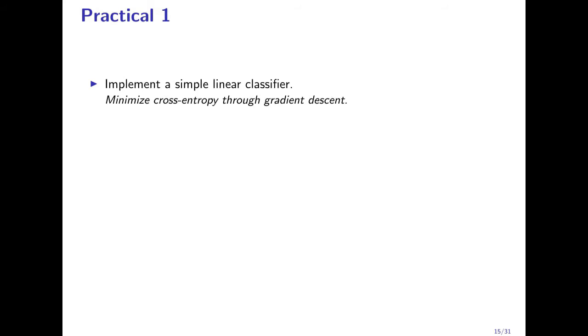A linear classifier, of course, means that the boundary is a straight line in this case, and the way that you're going to do that is to minimize something called the cross entropy. That's a cost function, through gradient descent. So we'll look at all the mathematical detail of doing gradient descent.